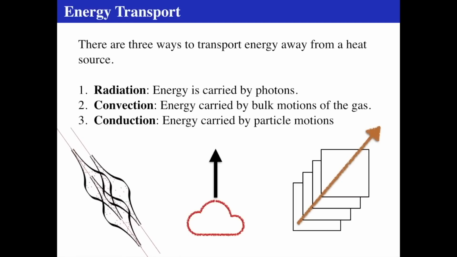Photons just go from there to here and carry energy. The next way is you can heat up a bubble of gas and move it because it's buoyant from one place to another, from a hot place to a cooler place. So if you get a bulk motion of gas, like a big cloud or a big gas ball, it'll go from below to above.